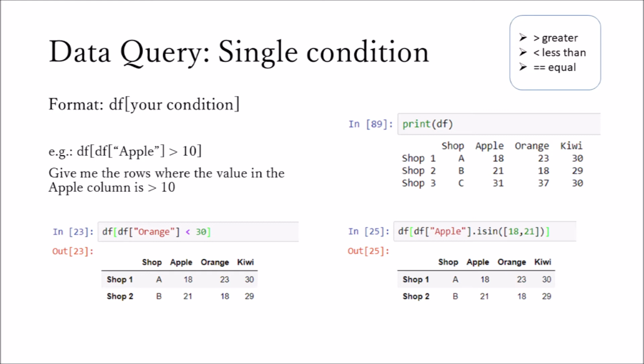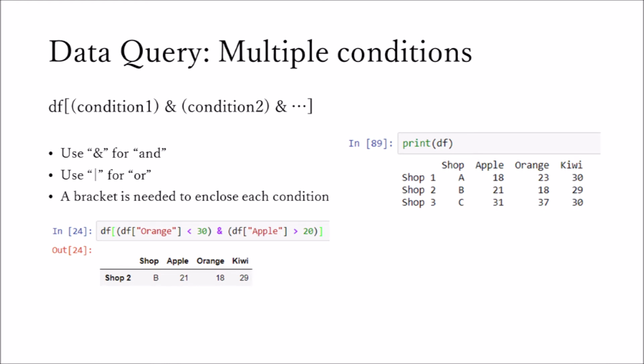In case we need Pandas to match a set of selected values, we can use the method isin. Then you pass the iterable or list, which contains the set of values Pandas needs to match. In the right example, we ask Pandas to return a new data frame where the value of column apple equals 18 or 21, and it is exactly what we expected. By looking at the original data frame, the returned data frame contains the two rows we need.